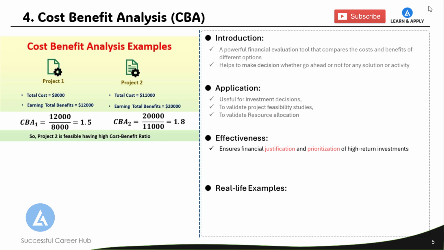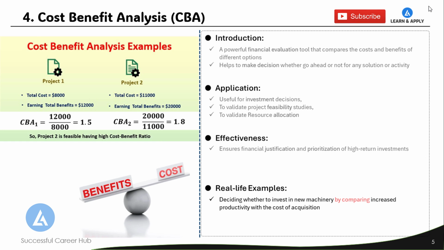Why this tool is effective? Because it ensures financial justification and prioritization of high return investments. Now let's understand what are the real life examples in which we are going to use this cost benefit analysis. In the decision whether to invest in a new machinery, by comparing increased productivity with the cost of acquisition, we can use the cost benefit analysis. We can also use the cost benefit analysis to validate whether to launch a project based on resources allotted and expected returns from the project.